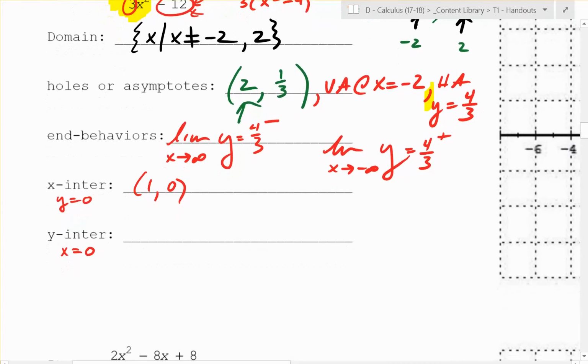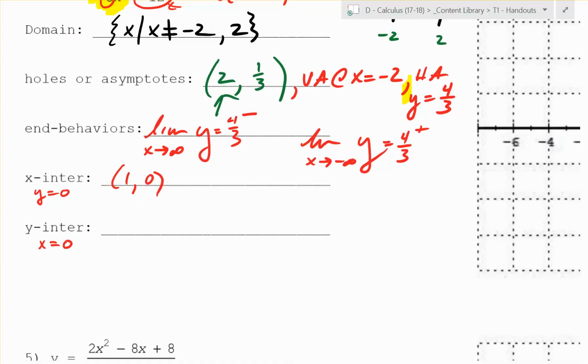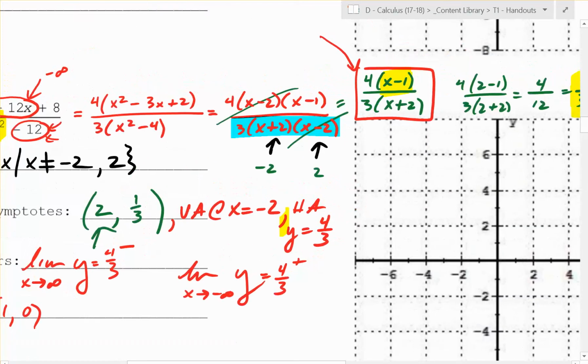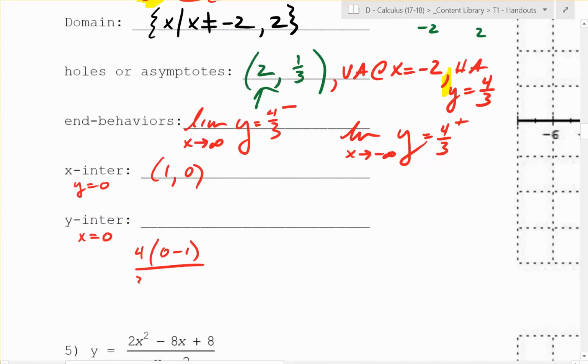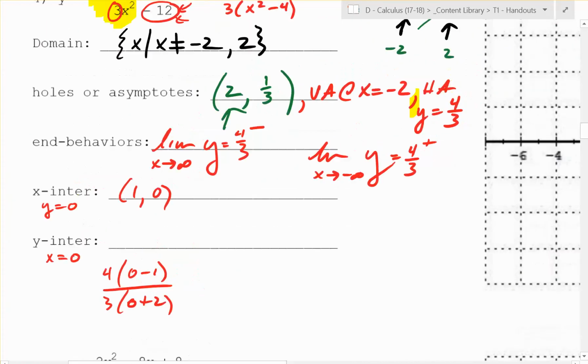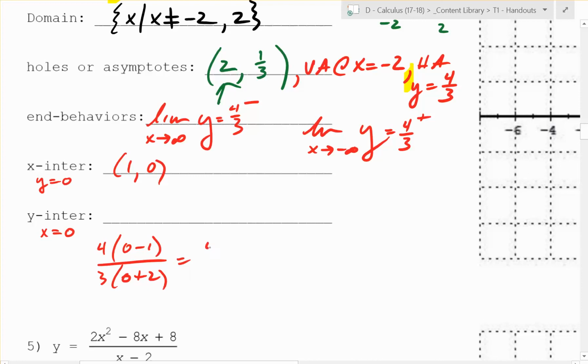What about the y-intercept? That's when x is 0. So you're plugging in 0 into 4 times (0 minus 1) over 3 times (0 plus 2). And that's going to be negative 4 over 6. So our y-intercept is (0, negative 2/3), which is the simplified form of negative 4/6.